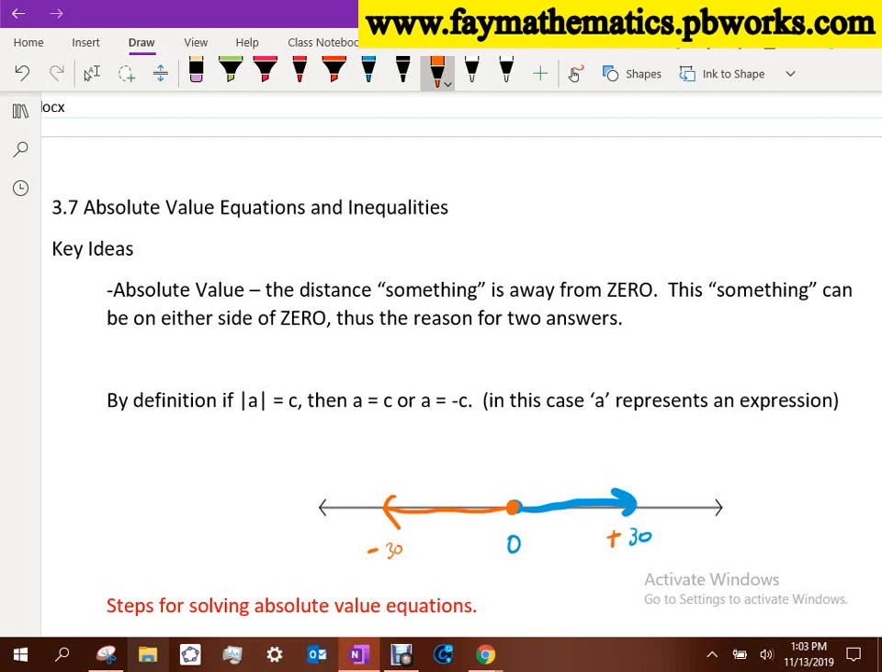So that's what absolute value is defined as: the distance something, whether our x, our variable, or our unknown, is away from 0. That gives us 2 answers. Every time we do an absolute value equation, you're going to have 2 answers, unless you are right on top of 0, where you only have 1. One answer comes from moving to the right of 0, 30 units to the right. The other comes from moving 30 units to the left of 0. That's the negative 30.